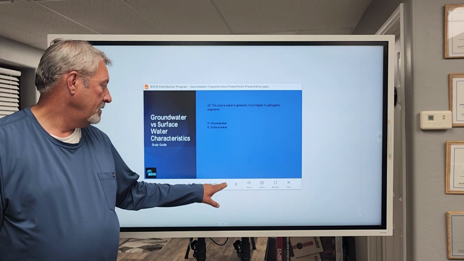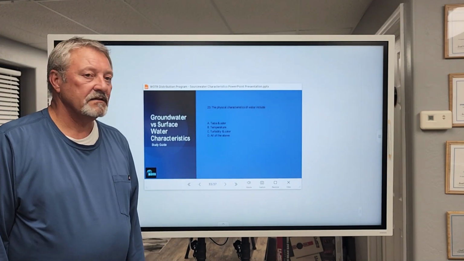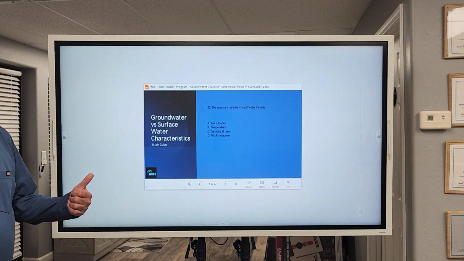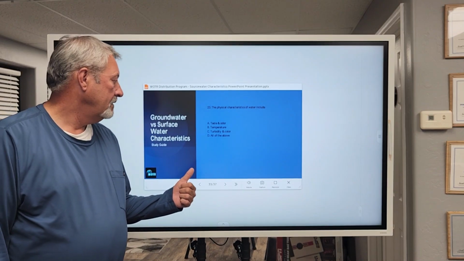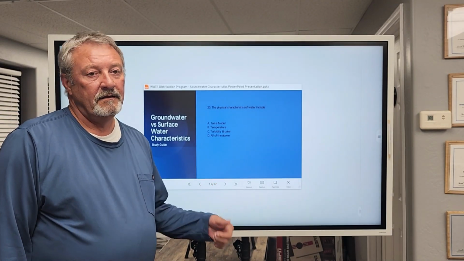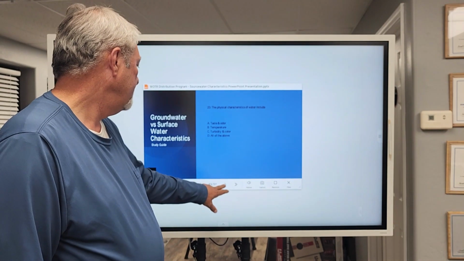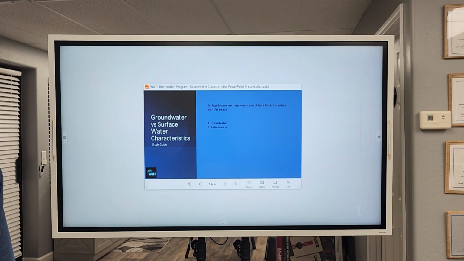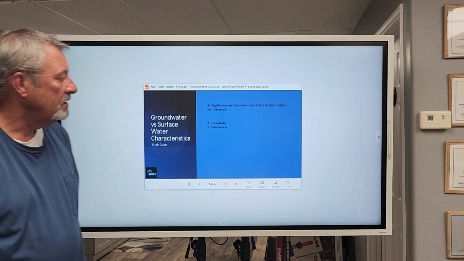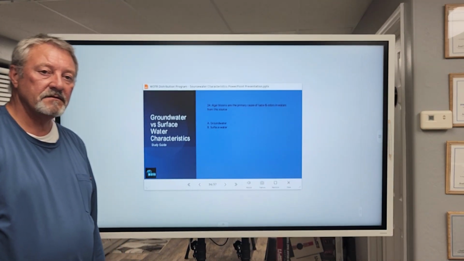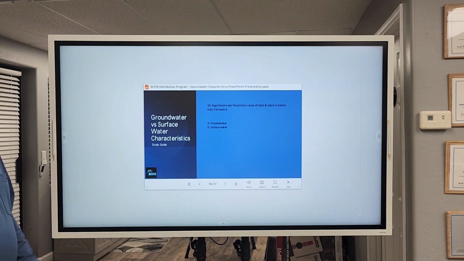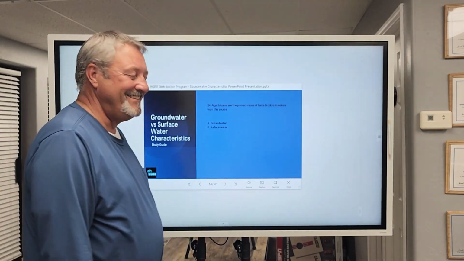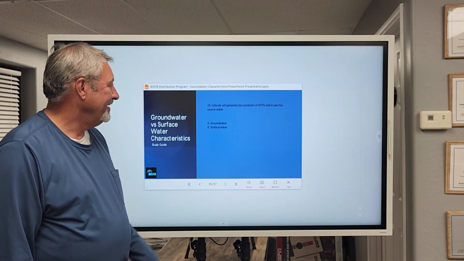Surface water, B. Number 23, the physical characteristics of water include taste and odor, yes or no? Yes. Temperature, absolutely. Turbidity and color, always. So it's D, all the above. Number 24, algal blooms are the primary cause of taste and odors in waters from this source. It's surface water. Same question over and over again, but worded differently, right? Yeah, just like on your exams.